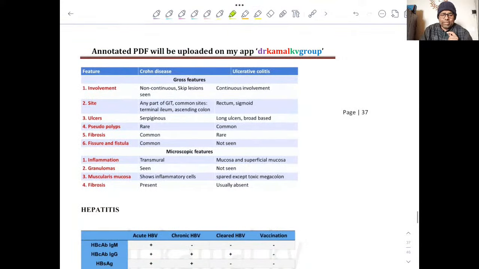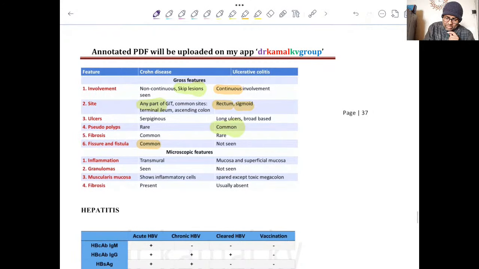So just to differentiate between the two entities, in Crohn's we see skip lesions. In ulcerative colitis there is continuous involvement. Then Crohn's can involve any part of the GIT, especially terminal ileum and ascending colon, but ulcerative colitis is especially related to rectum and sigmoid colon. Then pseudopolyps are common in ulcerative colitis. Then fissures and fistula are common in Crohn's disease.